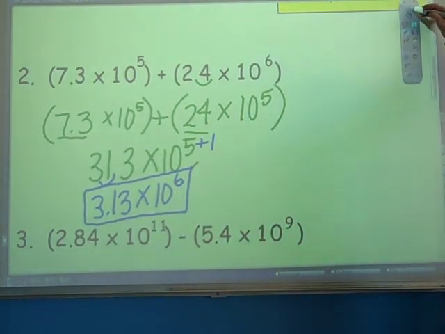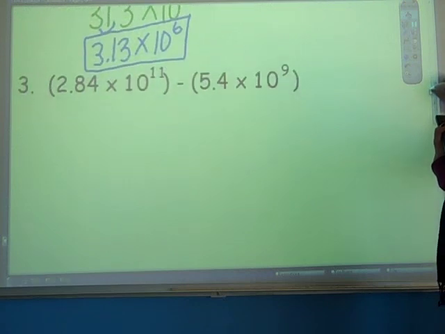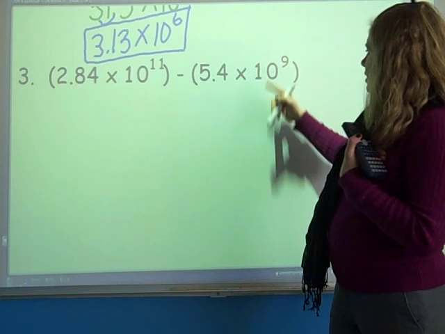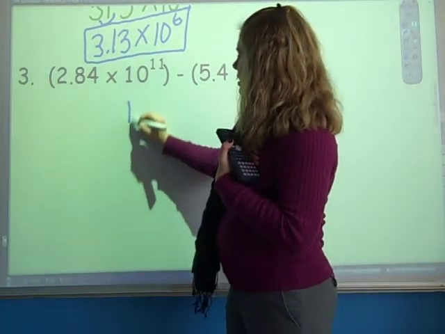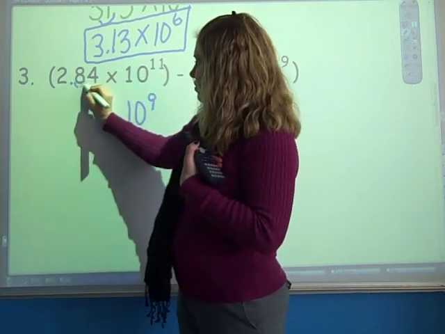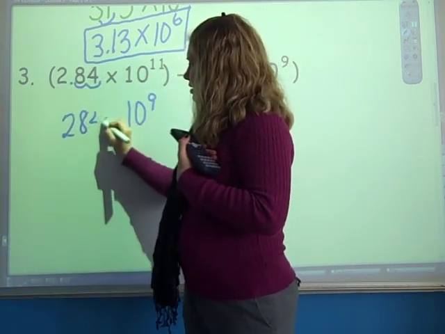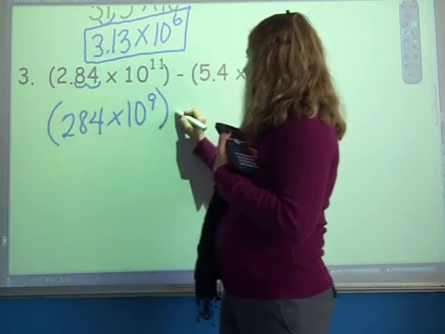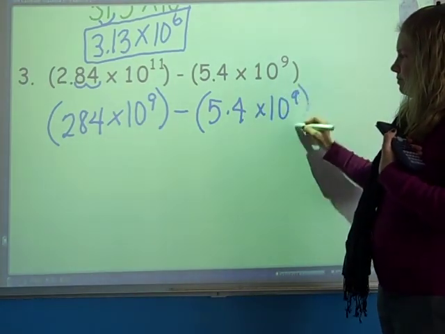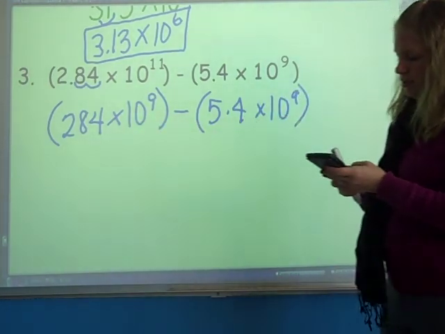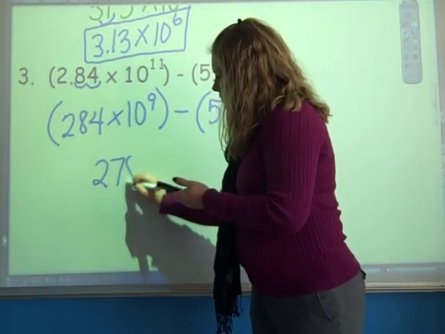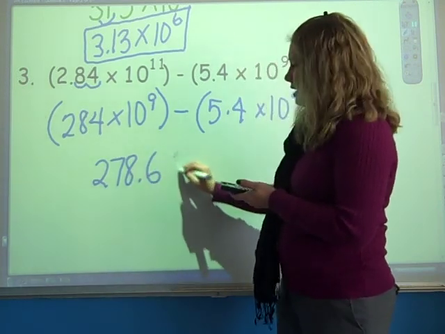All right, I'll do 1 subtraction with you, and then that'll be it, because I think the video is getting a little long. Subtraction. 11, 9. We've got to make the 11 come down to the 9, so 10 to the 9th. We move this 2 places. 284 times 10 to the 9th minus 5.4 times 10 to the 9th. 284 minus 5.4 is 278.6 times 10 to the 9th.